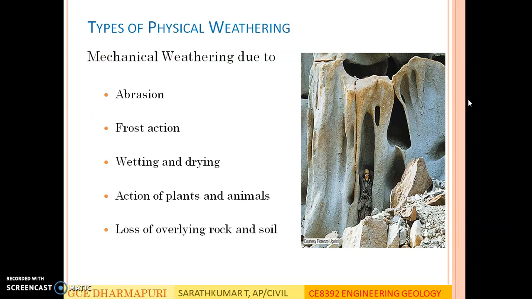Types of physical weathering. These are the basic types of physical weathering. Physical weathering is also called mechanical weathering. The basic types of physical weathering are abrasion, frost action, wetting and drying, actions of plants and animals, and loss of overlying rock and soil. As you can see in the figure, the rocks are weathered. As you can see in the picture, you can imagine how the rocks are disintegrated.